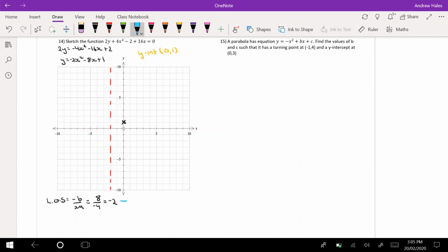Now I'm just going to put that negative 2 into my function. y equals negative 2 times negative 2 squared, take 8 times negative 2, plus 1. Negative 2 times 4 is negative 8. Negative 8 times negative 2 is 16. Plus 1. So that's going to get me 9. So I know that my turning point is equal to the point negative 2, 9. All the way up here.